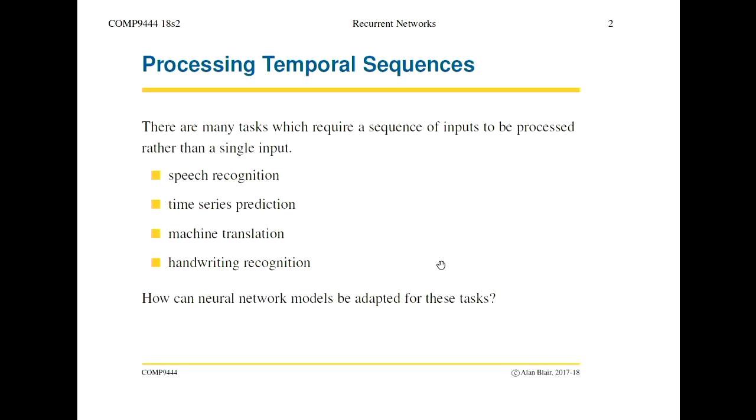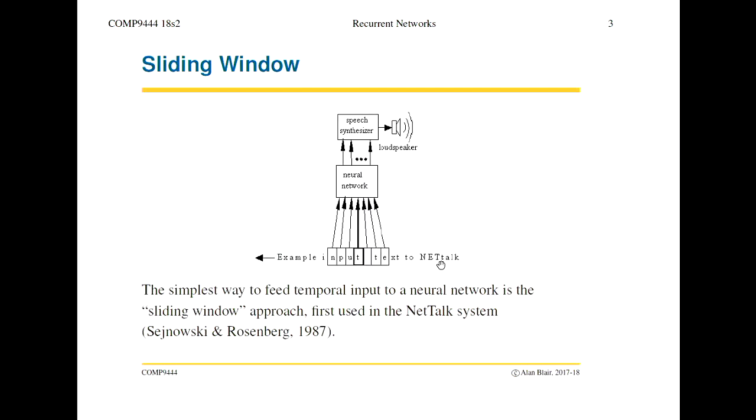All right, so this is the kind of task that involves temporal sequences: speech recognition, time series prediction, machine translation, handwriting recognition, and so on. Now, the early attempts in the 1980s to use a neural network to do this began with the NetTalk system. The task here is simply to input some English text and pronounce that text.